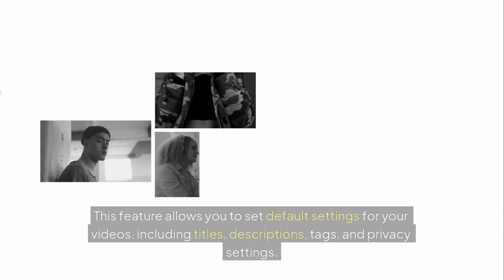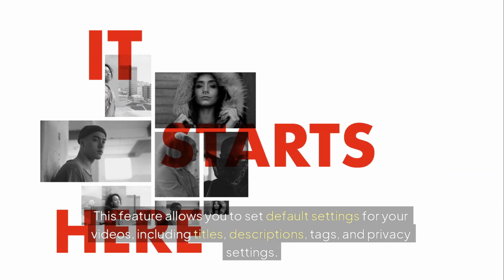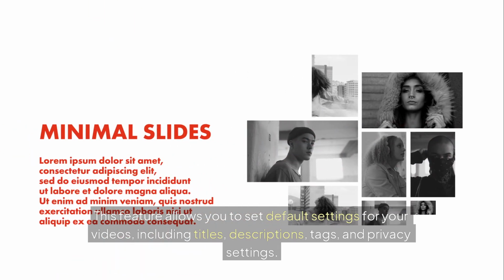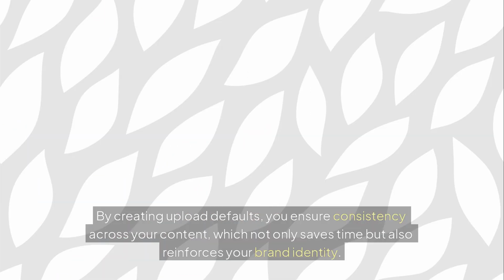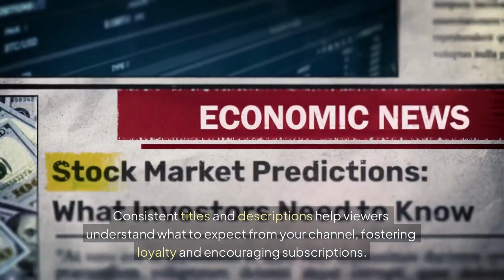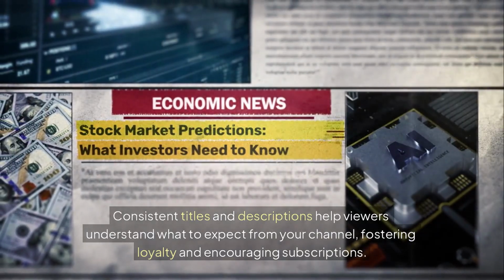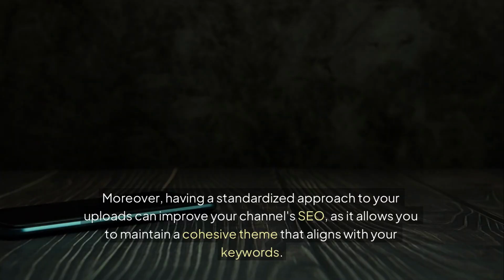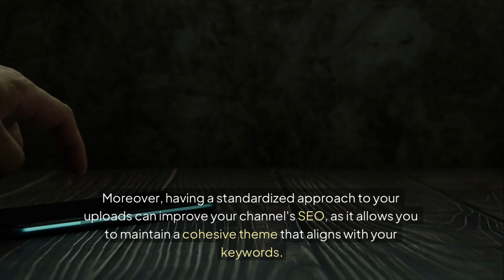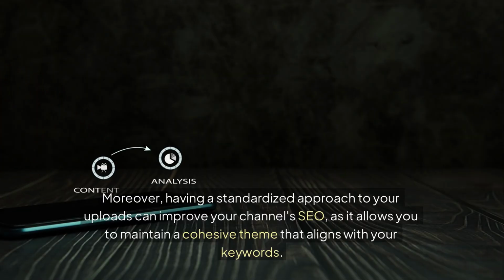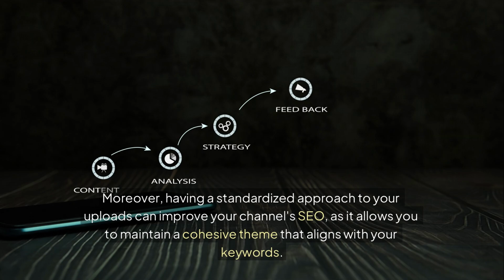Another important aspect of channel settings is establishing upload defaults. This feature allows you to set default settings for your videos, including titles, descriptions, tags, and privacy settings. By creating upload defaults, you ensure consistency across your content, which not only saves time but also reinforces your brand identity. Consistent titles and descriptions help viewers understand what to expect from your channel, fostering loyalty and encouraging subscriptions. Moreover, having a standardized approach to your uploads can improve your channel's SEO, as it allows you to maintain a cohesive theme that aligns with your keywords.